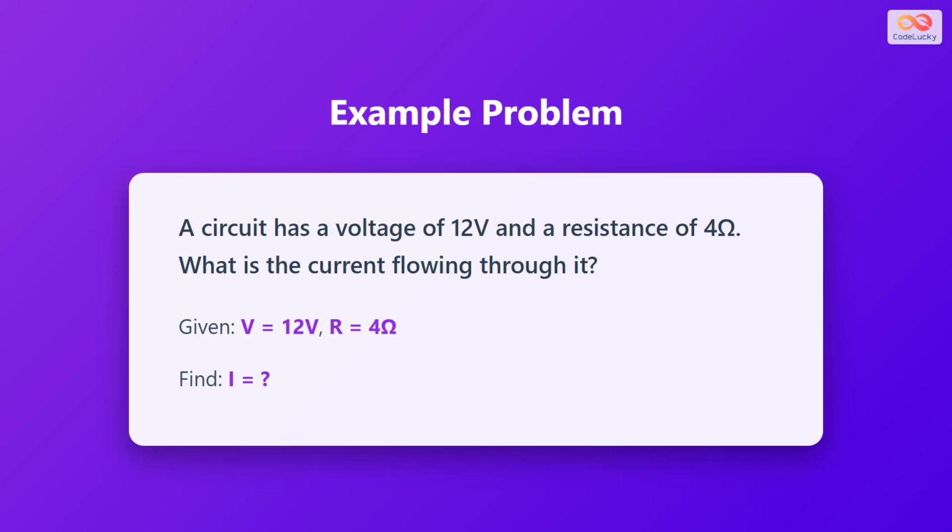Let's solve a practical example to see how Ohm's law works. A circuit has a voltage of 12 volts and a resistance of 4 ohms. The question is, what is the current flowing through it? We are given that V equals 12 volts and R equals 4 ohms. We need to find the current, represented by I.